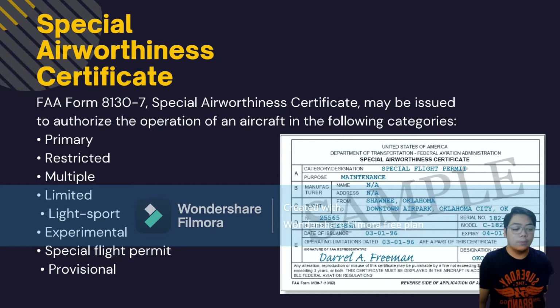So here is the sample of the special airworthiness certificate. It has the category or designation, the purpose of getting the special airworthiness certificate, manufacturer, flight serial number, model, date issued and expiration of the certificate, and it is also signed by an FAA representative with designation or office number.